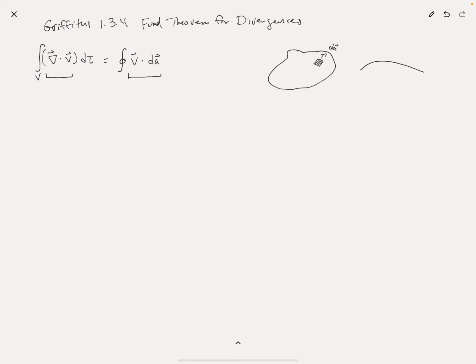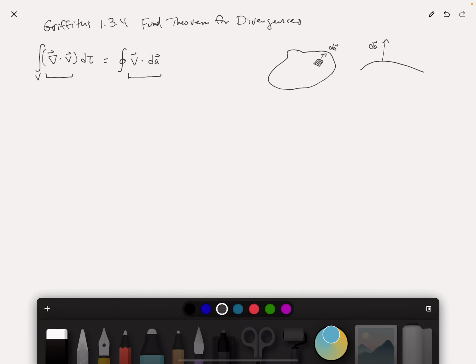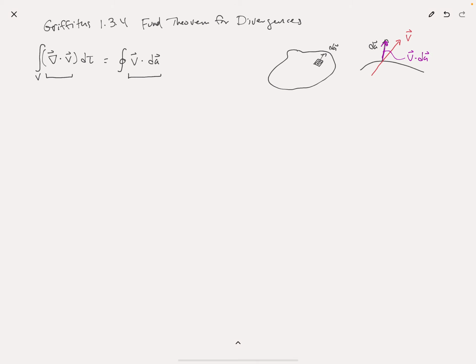So this is dA on some edge, and maybe at that point I have some field line that looks like this, some vector field. The cosine that this dot product picks out is the component normal to that surface. This is v dot dA. This is commonly referred to as Gauss's theorem or Green's theorem or the divergence theorem, and the fact that it has so many names kind of suggests how important this is to E&M.